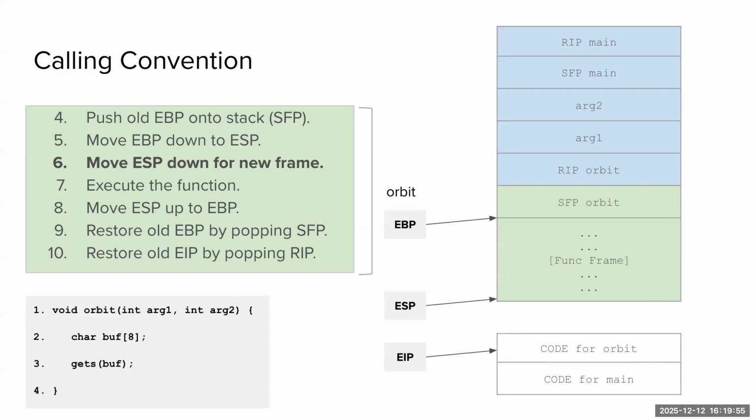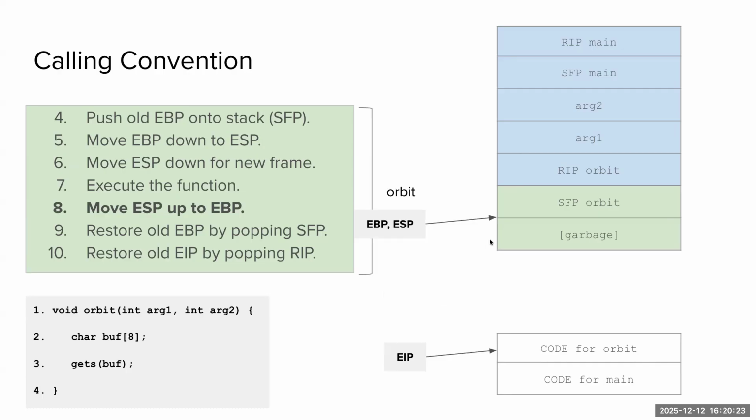So now orbit can do whatever it wants to do. It can add new variables. It can do some logic. But once it finishes executing, that's when calling convention returns. What do we do to clean up this function now? The first thing we're going to do, this is important for understanding ret-to-ret and other memory safety vulnerabilities, is we're going to move our ESP to our EBP.